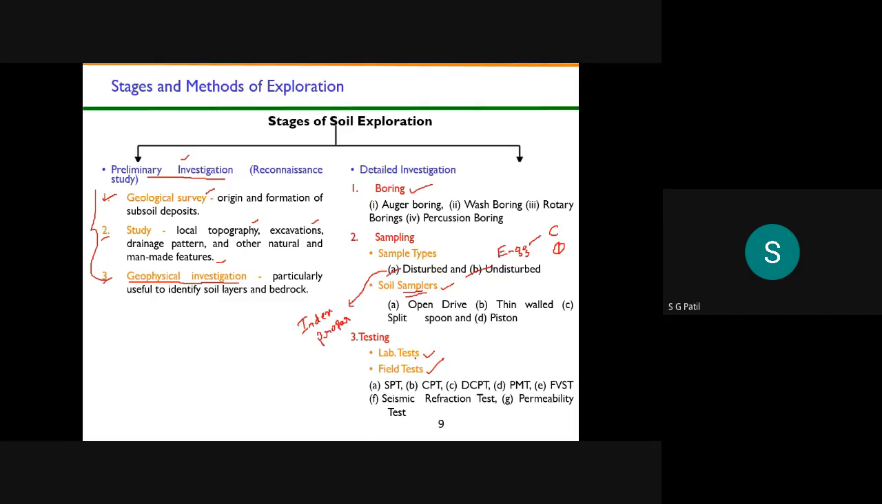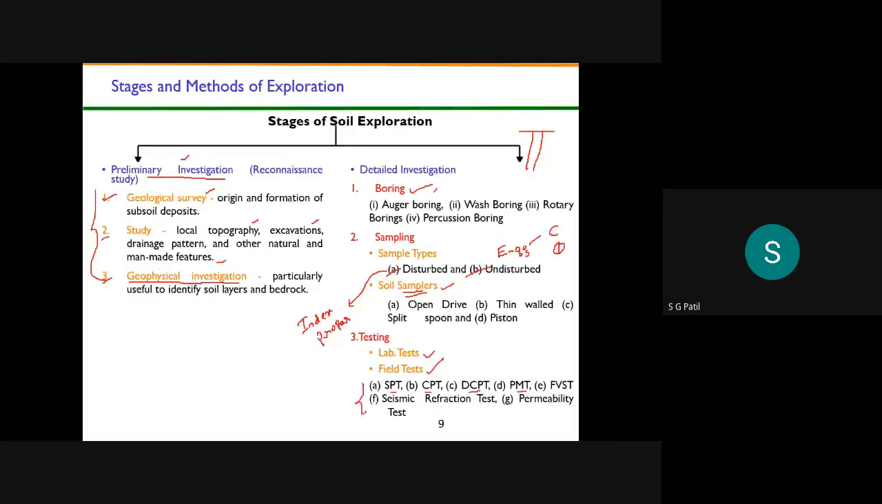Okay, and also once you have done this boring, so you have a hole like this in the ground, right? In the ground you made a hole by using some kind of borings. Okay, so in that we'll carry out some field tests like the standard penetration test, cone penetration test, dynamic cone penetration test, or pressure meter test.